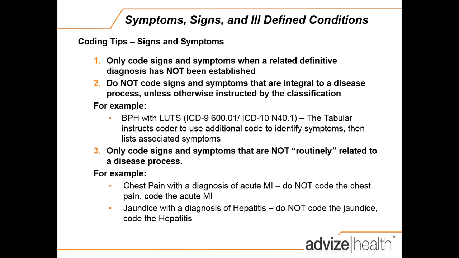Only code signs and symptoms that are not routinely related to a disease process. For example, you have chest pain with the diagnosis code of acute MI. You do not code the chest pain, code the acute MI. Jaundice with the diagnosis of hepatitis. Do not code the jaundice, code the hepatitis. Again, these are general guidelines specific to HCC coding.